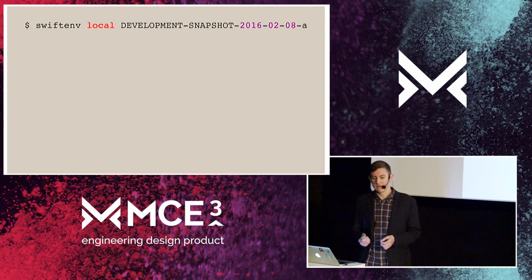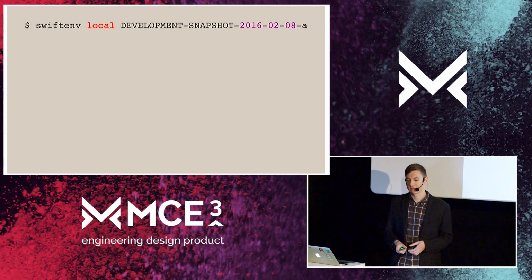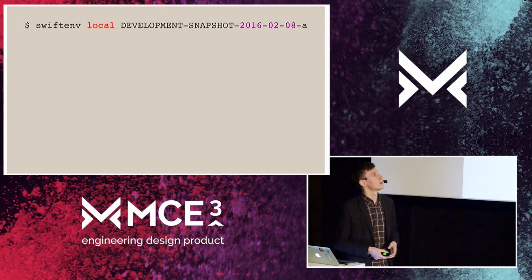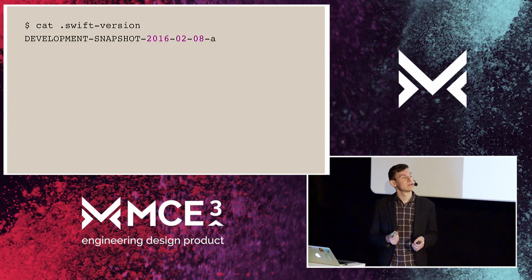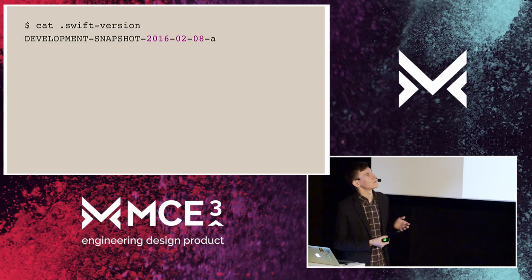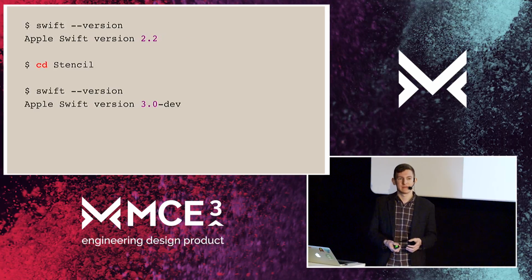We can use SwiftEnv's local command to say that we want to use a certain version of Swift in a certain directory. So we can say swiftenv local and give a specific development snapshot which was released. Then it will create a .swift-version file in our directory, which contains that version. It's advisable that you commit this file so everyone downloading your project knows which explicit version of Swift or snapshot they should be using to build or deploy it. It's great for ensuring everyone on your team is using the same version.